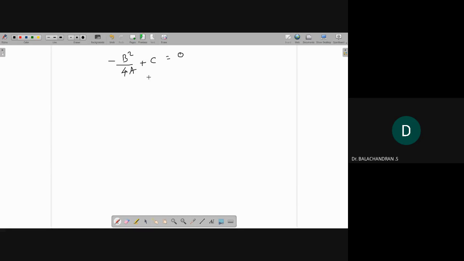This implies C equal to B square by 4A, or B square equal to 4AC, or B square minus 4AC equal to 0. So this is an envelope of equation 1.